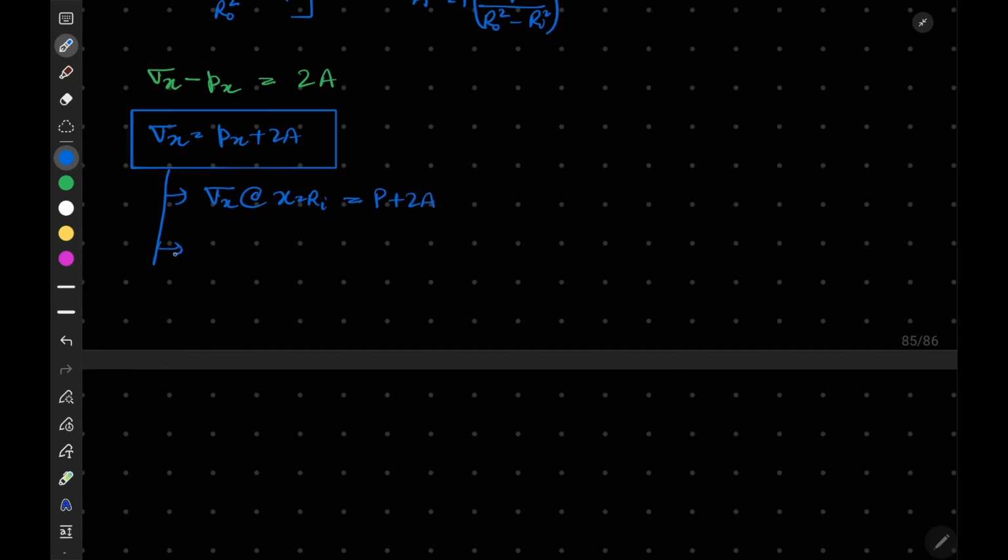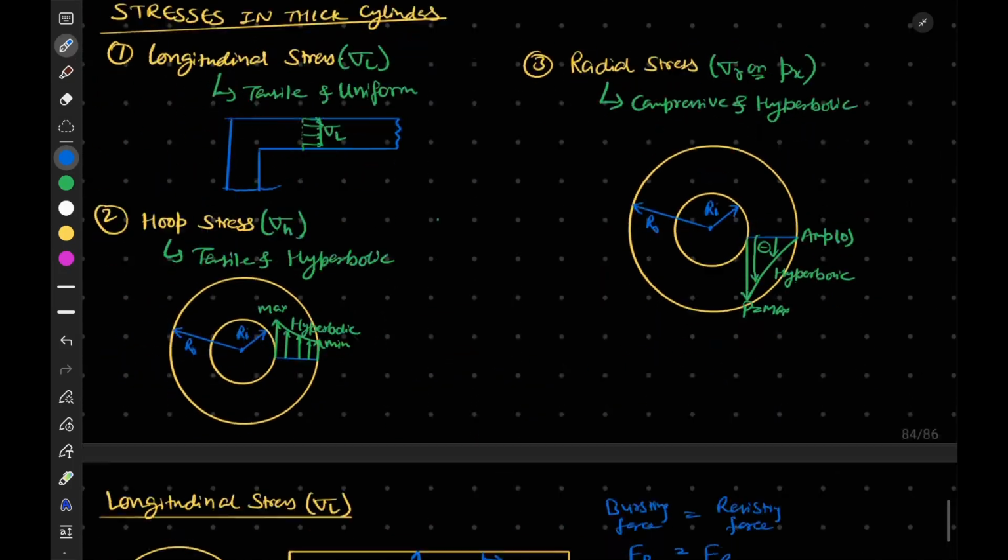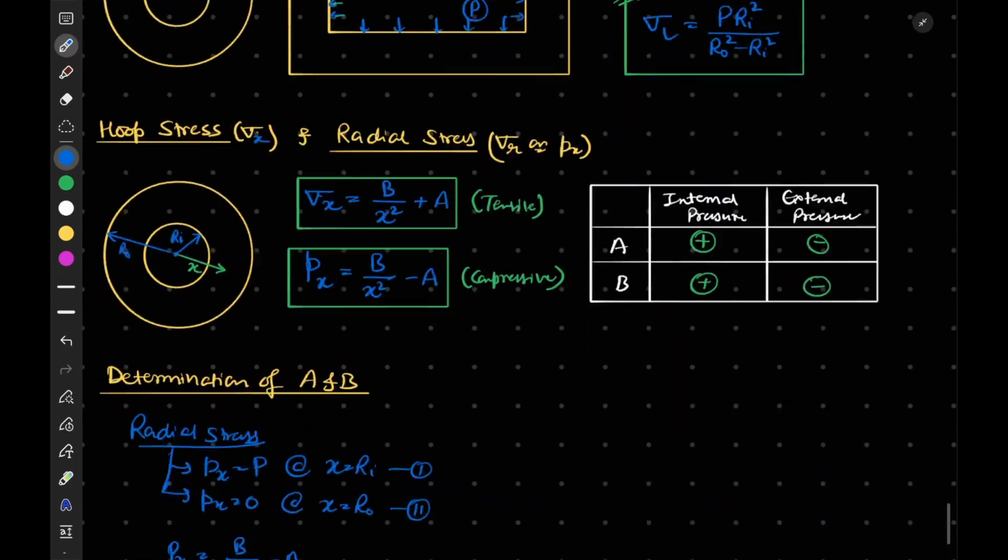And we can say that sigma x at x equal to R naught, that is the outer surface, what will be the value? At the outer surface px is equal to 0, so this value will be equal to 2a. So we have written this, and this is what we have been talking about.